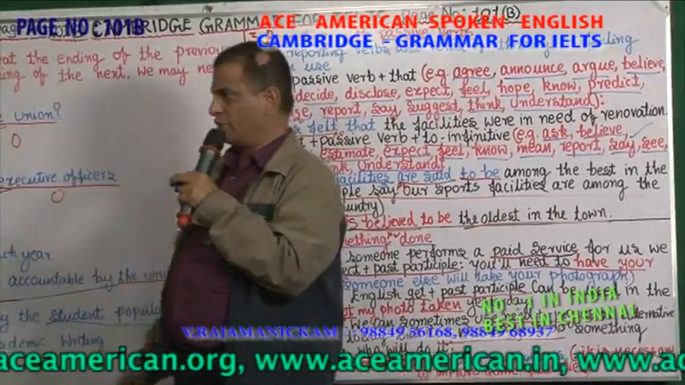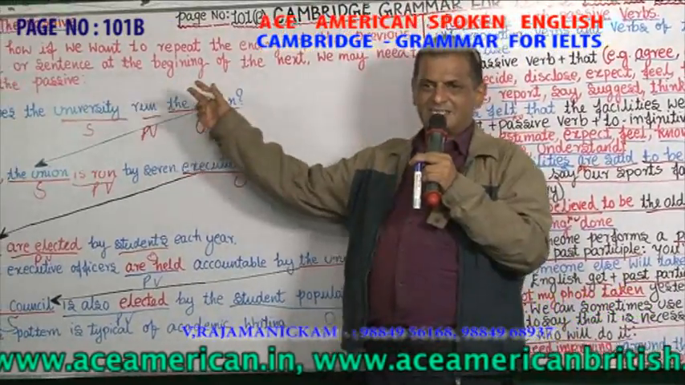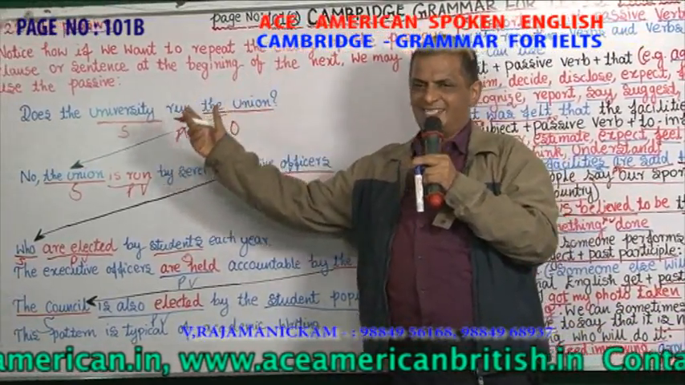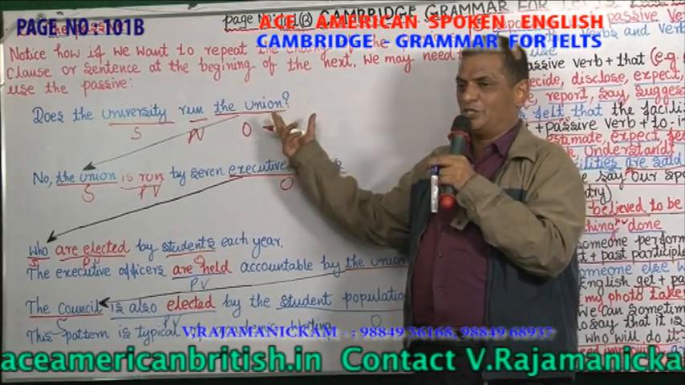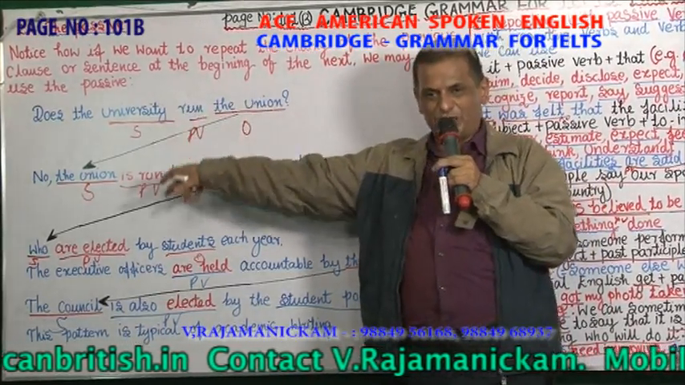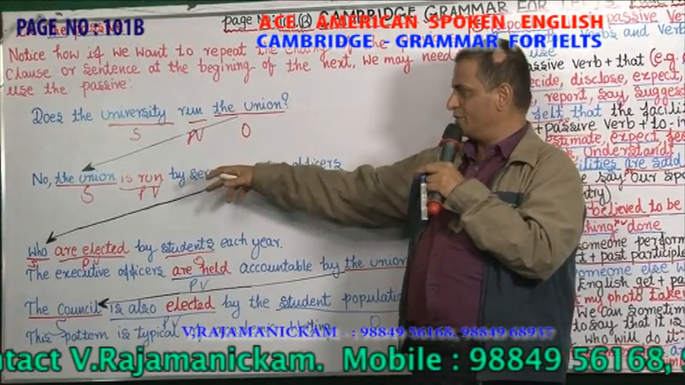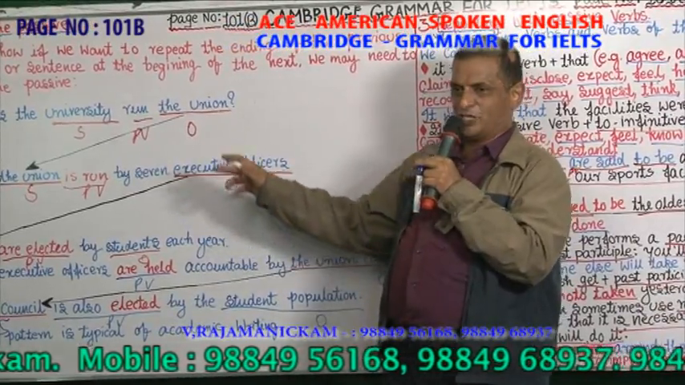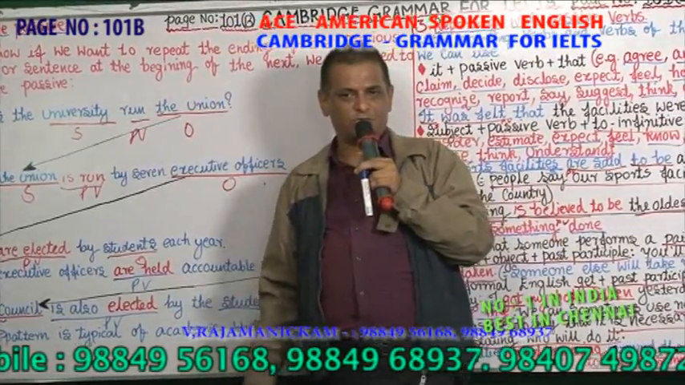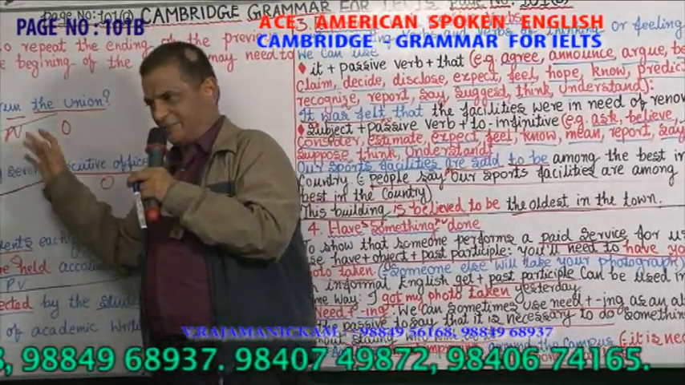So my dear friends, what you are able to understand is that when you write a sentence, the sentence contains a subject, verb and object. When you want to state the object as a subject, then you are using the passive voice. For example: does the university run the union? No, the union is run by executive officers who are elected by the students each year. So whenever you want the object to be the subject, you use the passive verb. You are able to get it.